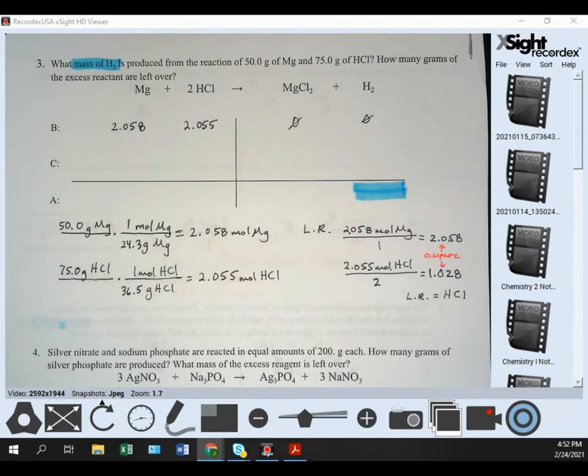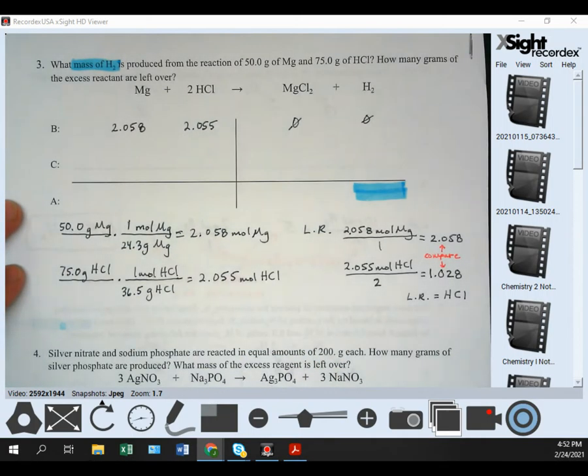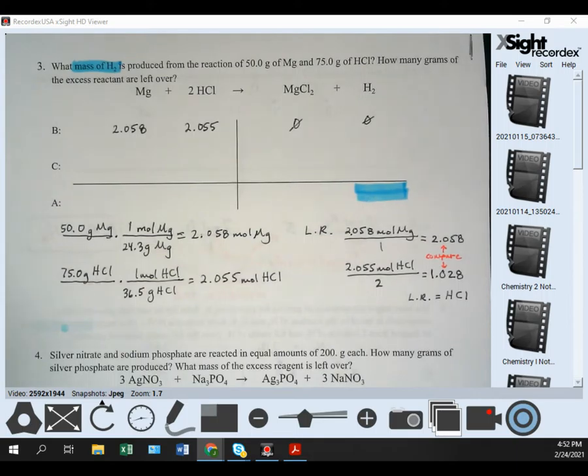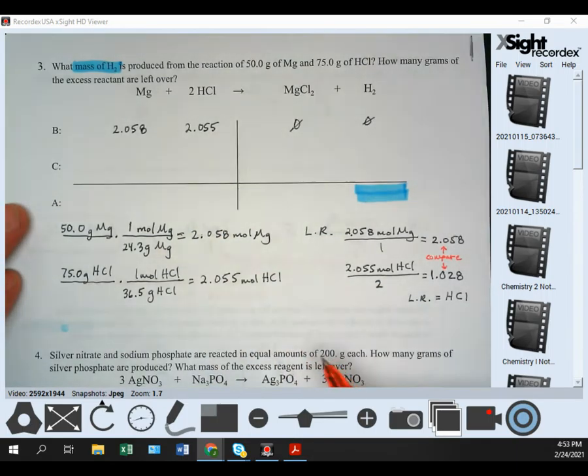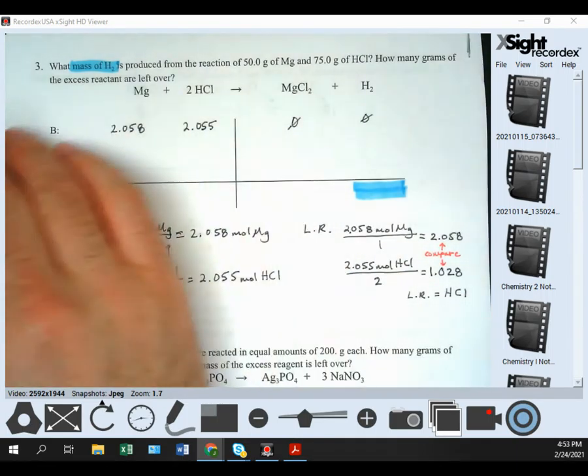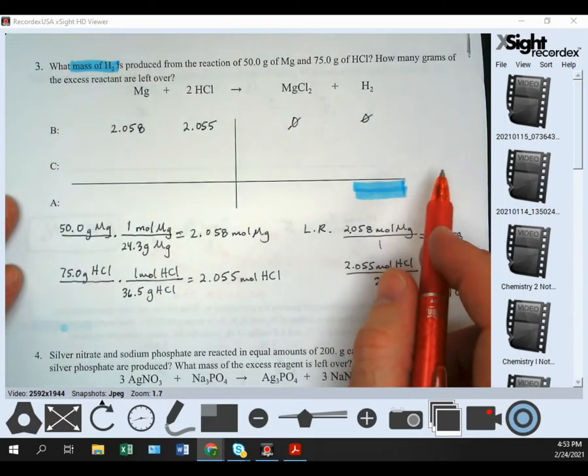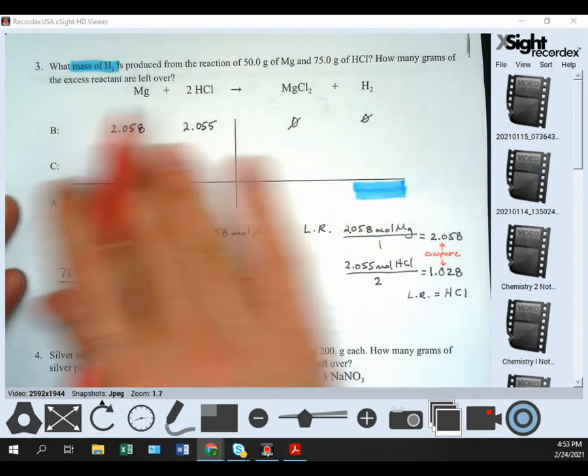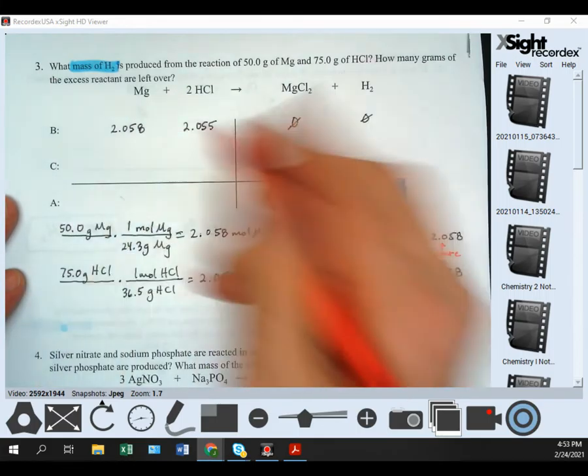Okay, so at this point, the next thing we're going to want to do is fill in the change row. Now, the change row, again, what I put in red in here, you don't have to put in the chart, but I'm doing it so you can see where stuff is coming from.